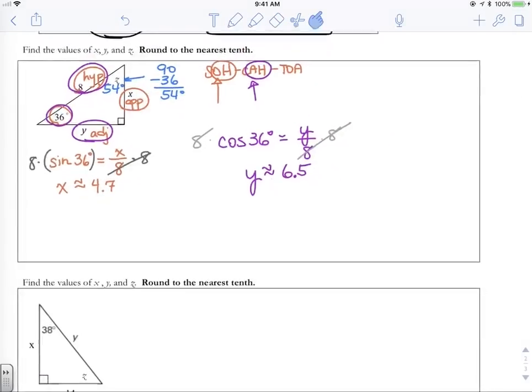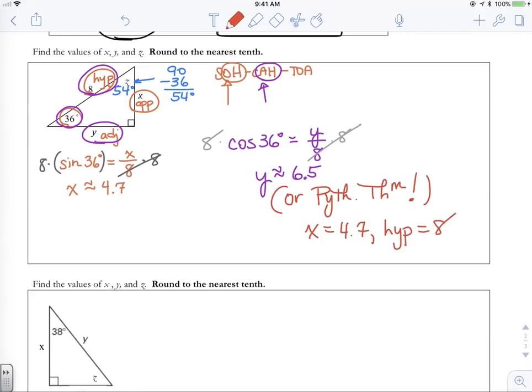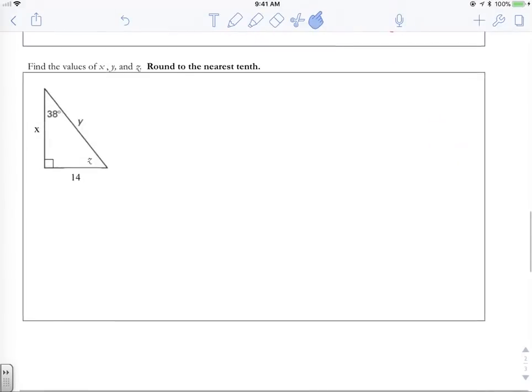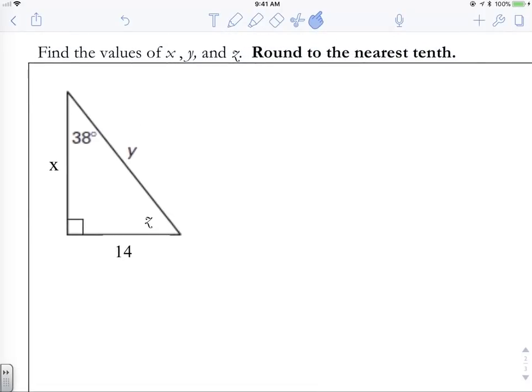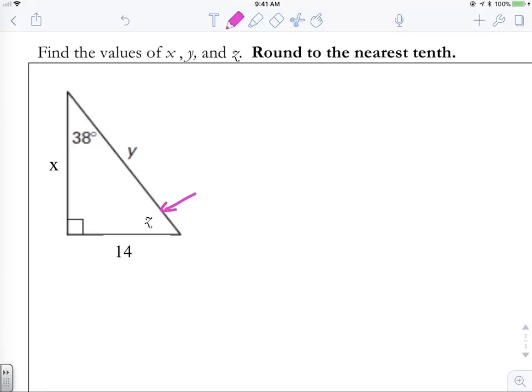So we have now solved the triangle, which means find all the angle measures and find all the side lengths. Your other option is to use the Pythagorean theorem after you know 2 of the sides. So you could say y squared plus 4.7 squared is equal to 8 squared. And then that would give you the same approximation for y being 6.5. If you use the Pythagorean theorem, it might be slightly different in terms of your answer compared to using trig, but it shouldn't be significantly different. The rounding difference should be very minimal.